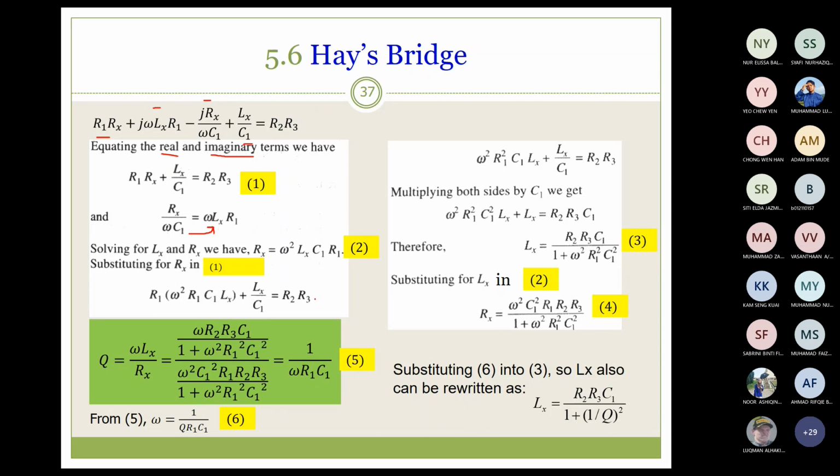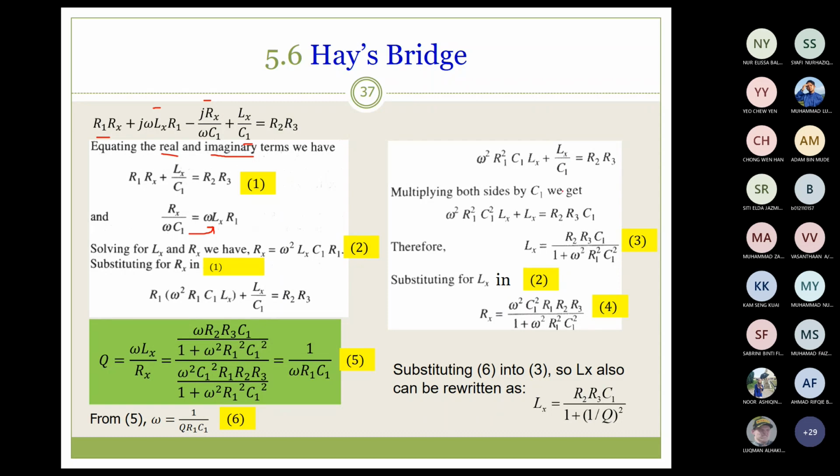Okay, so here we can get the new equation. Then we can try to break the bracket, and then we can find it like this, which is omega squared R1 squared C1 Lx plus Lx over C1 is equal to R2 R3.